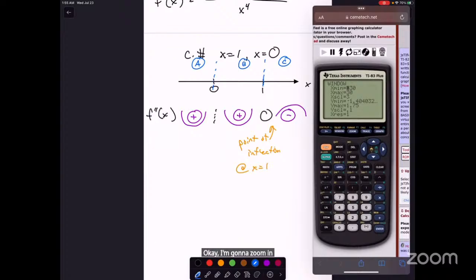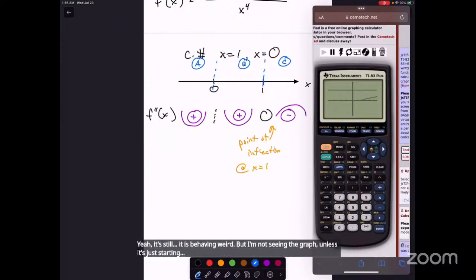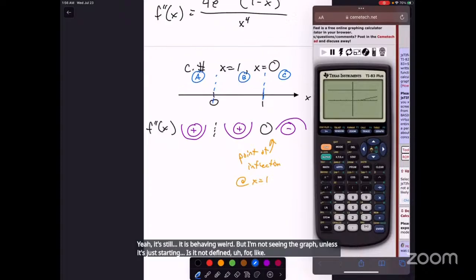Okay, I'm going to zoom in. So let's go from -2 to 2 on the x-axis, and we'll go in steps of like 0.5, because I'm trying to see what's happening between 0 and 1. Yeah, it is behaving weird. But I'm not seeing the graph. Is it not defined between 0 and 1?